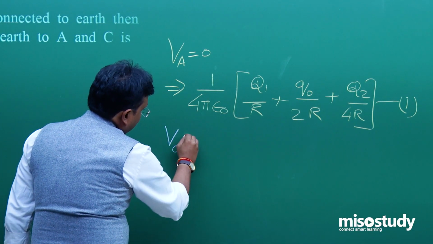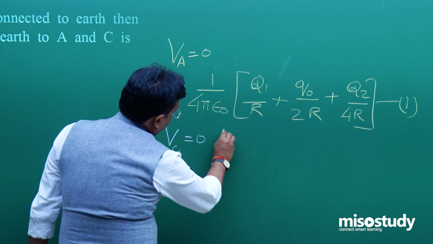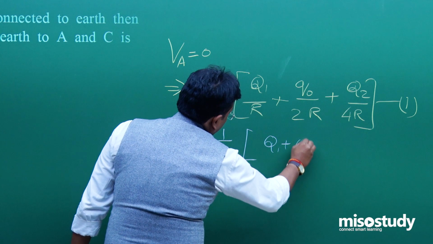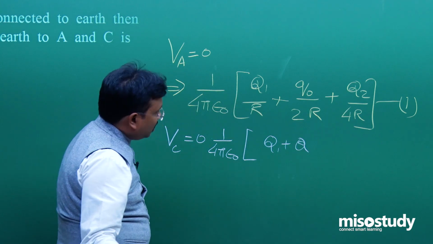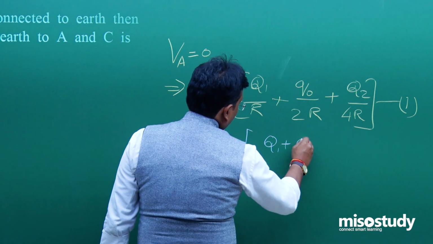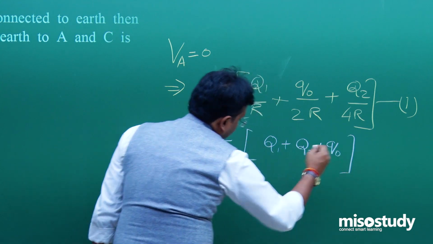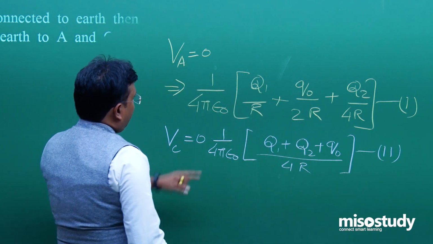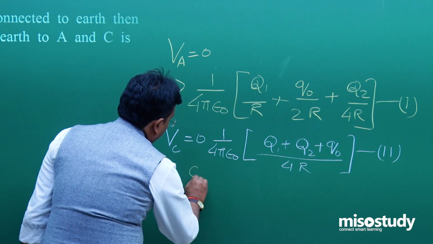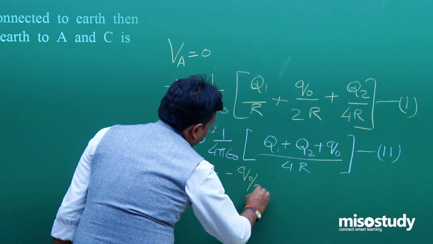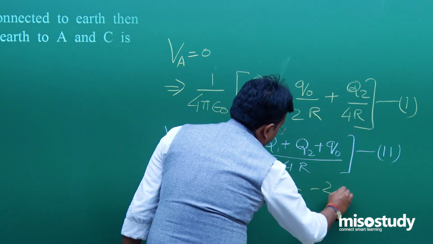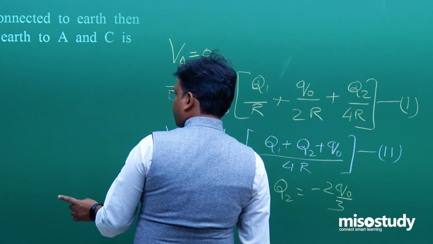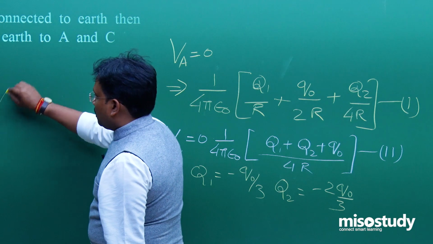Similarly, VC is equal to 0, fine. So, when VC is equal to 0, again you have to write 1 upon 4 pi epsilon naught, take out common, Q1 plus Q2 plus Q naught, and 4R. This is equation number 2. So, from equation number 1 and 2, after solving, you will get Q1 is equal to minus Q naught by 3 and Q2 is equal to minus 2 Q naught by 3. So, B is the correct option.